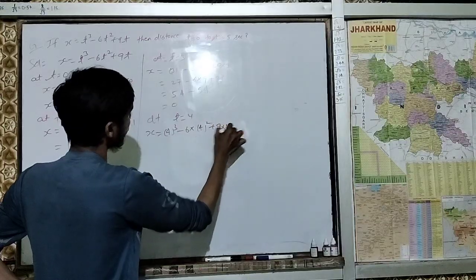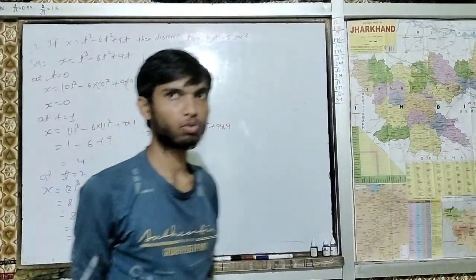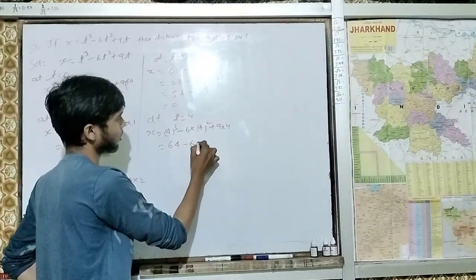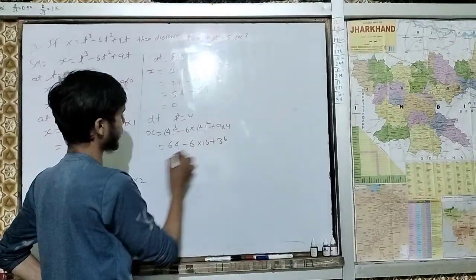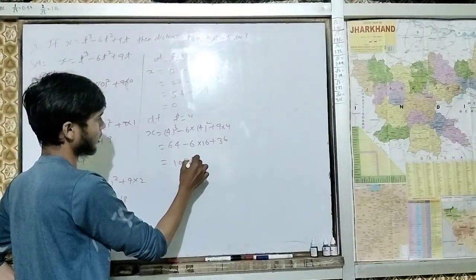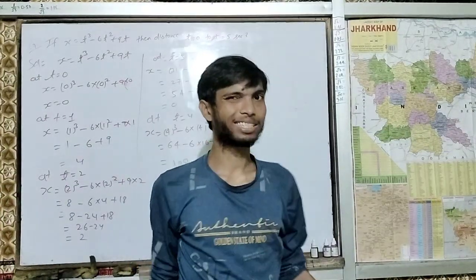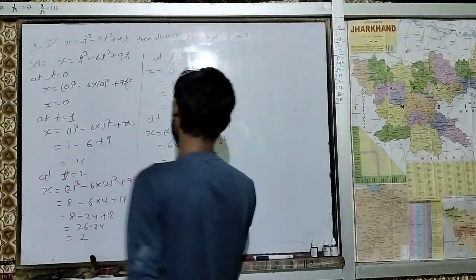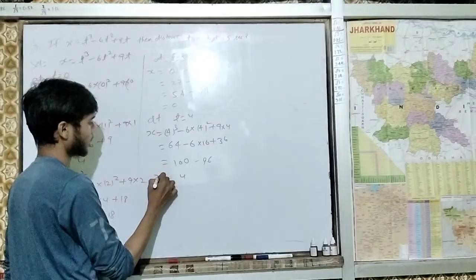Now next is at t is equal to 4. So 4 cubed, then 6 multiplied by 4 raised to power 2, plus 9 multiplied by 4. 4 4s are 16, 16 4s are 64. 64 minus 6 multiplied by 16, which is 96, plus 36. So it is coming to 4. x is 4.